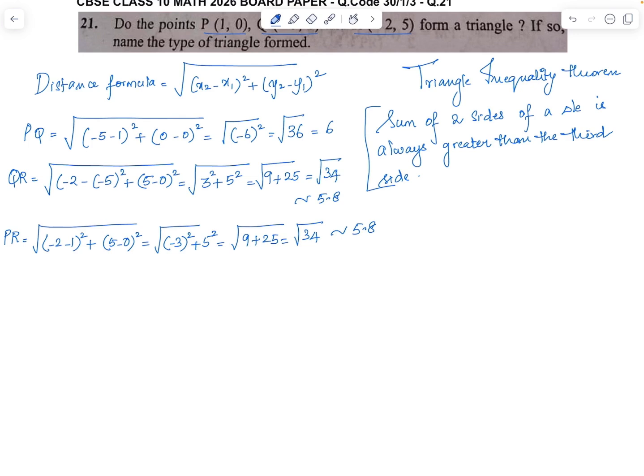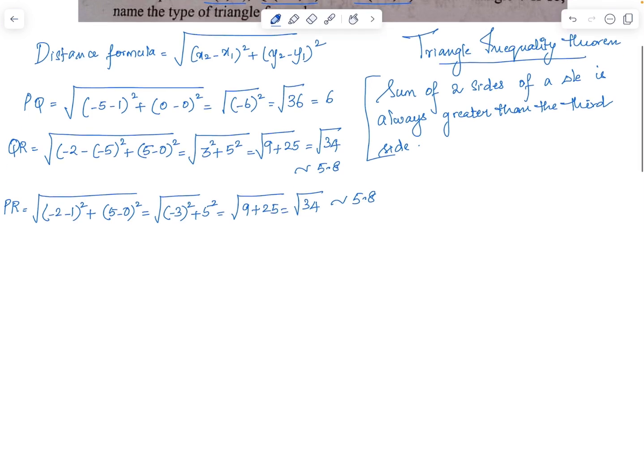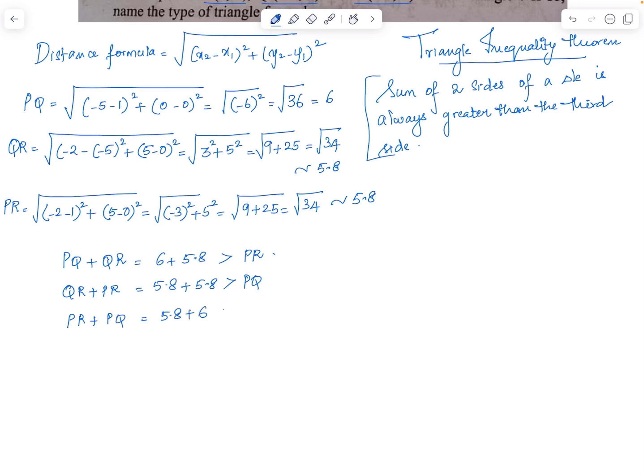Now let's check whether it is obeying this triangle inequality theorem. PQ plus QR, which is 6 plus 5.8, is obviously greater than the third side PR. QR plus PR is 5.8 plus 5.8. The sum of these two is greater than the third side PQ. PR plus PQ is 5.8 plus 6, which is greater than the third side QR.